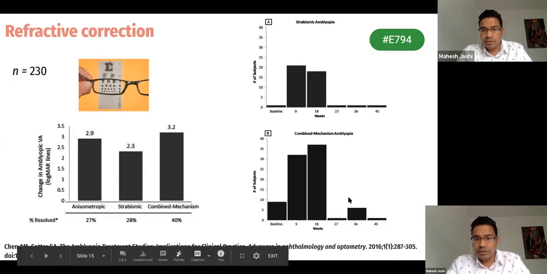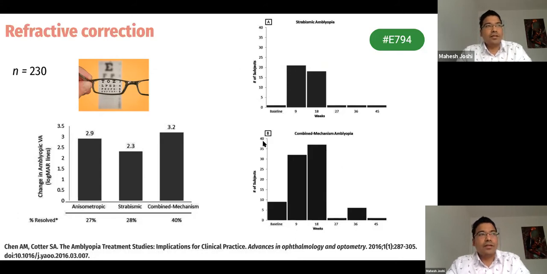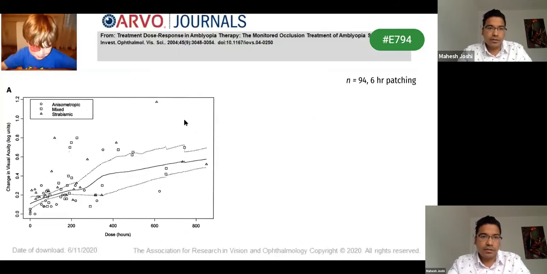As you can see in the graph on the right side, some people were still improving beyond 18 weeks, up to even 36 weeks. But I would say, once you have detected amblyopia and prescribed glasses, wait at least 18 weeks to see if refractive correction alone would be adequate to improve the amblyopia or not, right? So that is the main intervention through refractive correction. Next I'll talk about patching.